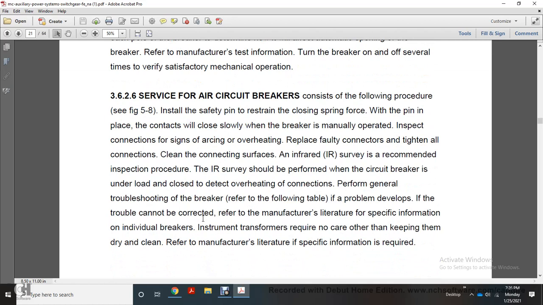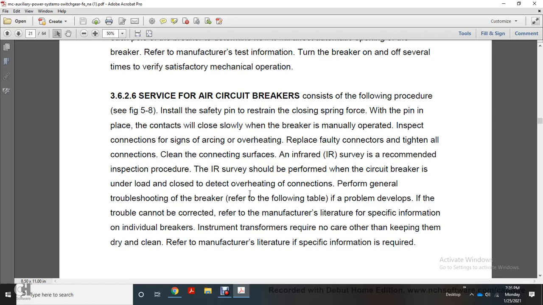Service for power circuit breakers consists of the following procedure: Install the safety pin restraint with the closing spring force. With the pin in place, the contacts will close slowly with the breaker manually operated. Inspect connections for signs of arcing and overheating. Replace faulty connectors, tighten all connections, and clean current-carrying surfaces. An infrared survey is recommended. The infrared survey should be performed when the circuit breaker is under load, using a close detector for detecting overheating connections.